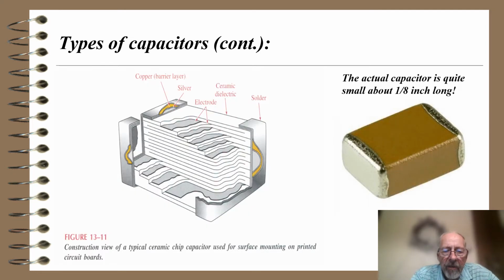Here's a different type of capacitor. It's a ceramic chip capacitor used for surface mounting on printed circuit boards. And you can see that there's a lot of layers of that, electrodes, ceramic dielectric, and so forth. An actual device is shown to the right. It's actually quite small, about 1/8 of an inch long, with solder contacts on either end, so it can be soldered to the surface of a PC board.